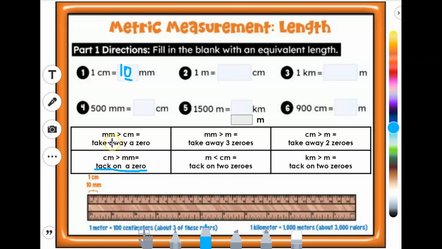Look at how your units move from one to the next and use where the arrow is pointing as a clue. This says millimeters to centimeters, but this arrow is pointing the other way. This is centimeters to meters. Pay close attention to where that arrow is pointing to help you do your conversions.